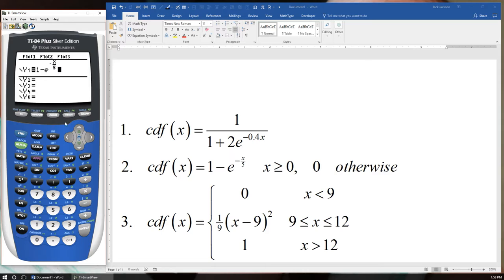And this is going to be from 0 to the right, so I need to set x min to be 0. Let's just try 30 to the right and see what happens. Yeah, that's going to be fine. It's pretty much leveled out, going from 0 to 1.